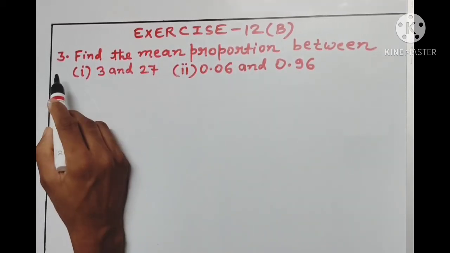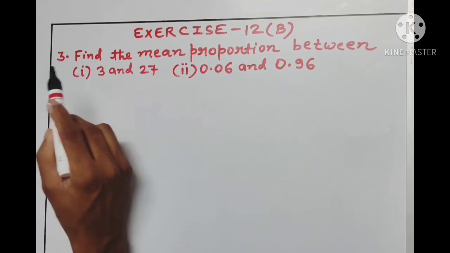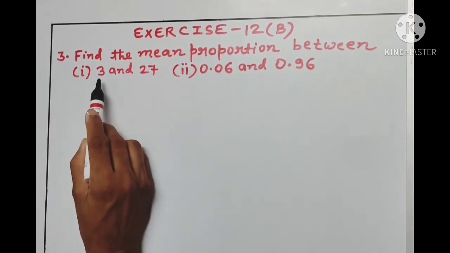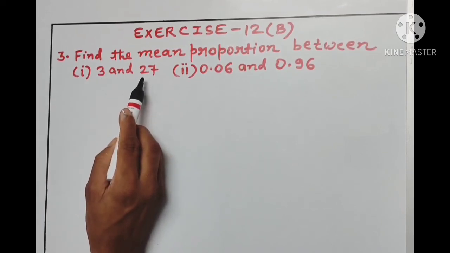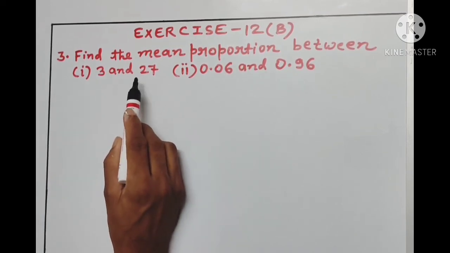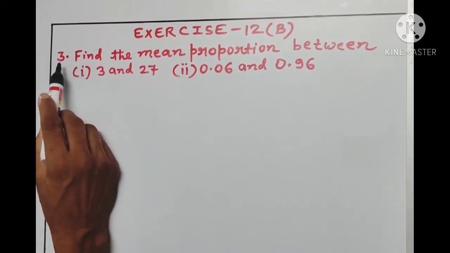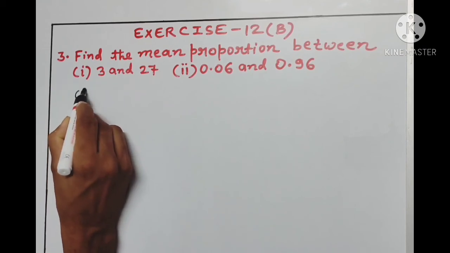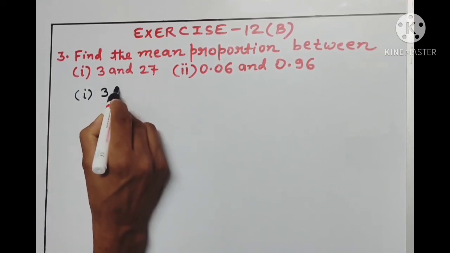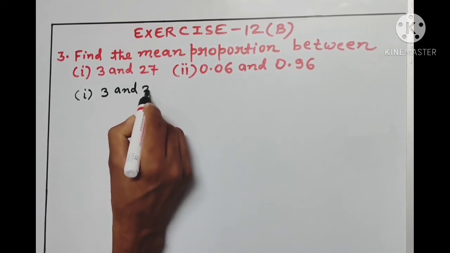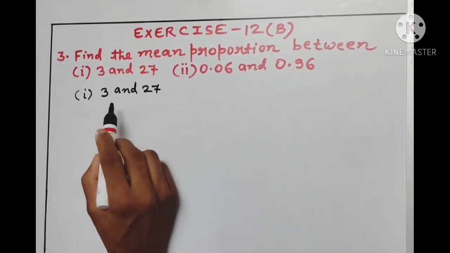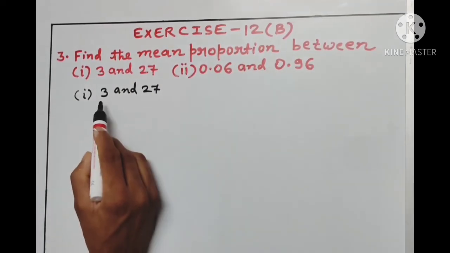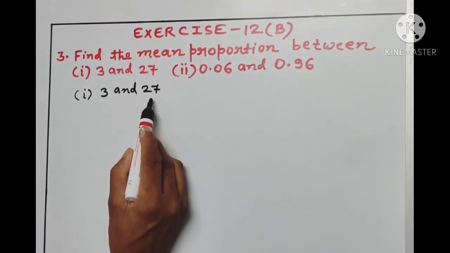So I have written here the question number 3. Find the mean proportion between 3 and 27. I have written two questions of the question number 3. So the first question is 3 and 27. We have to find the mean proportion between 3 and 27.